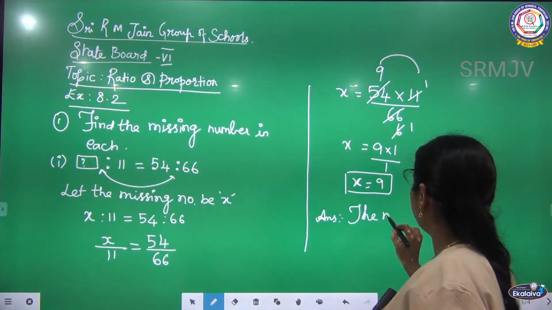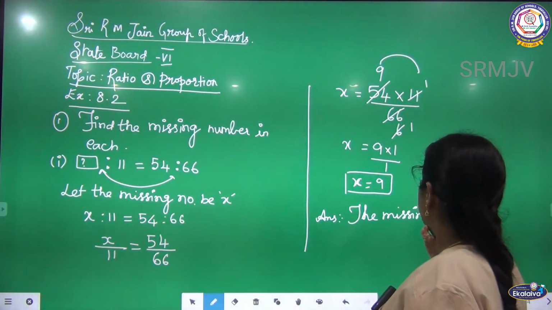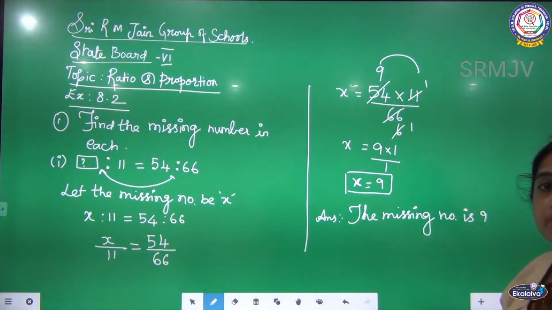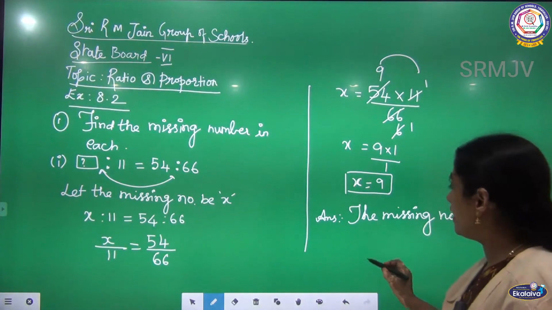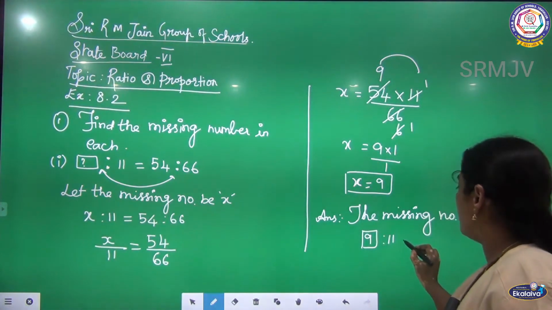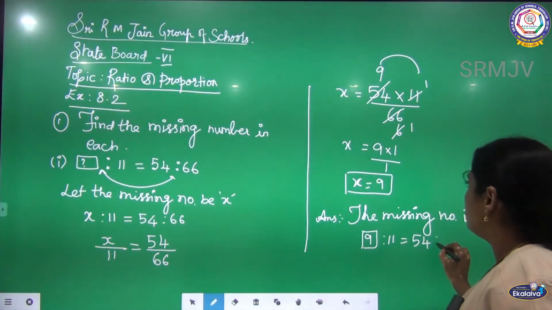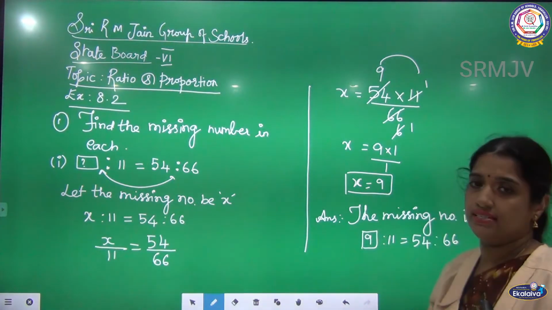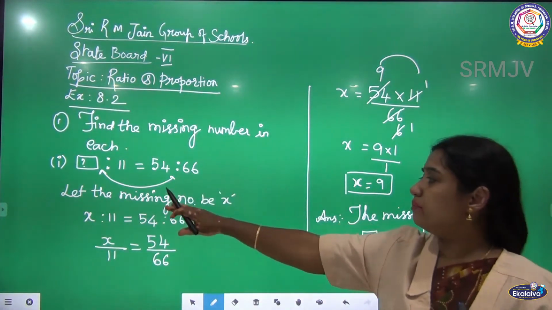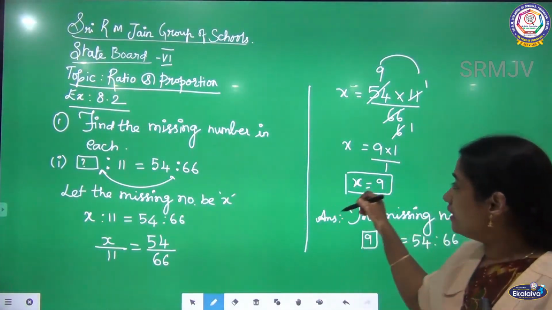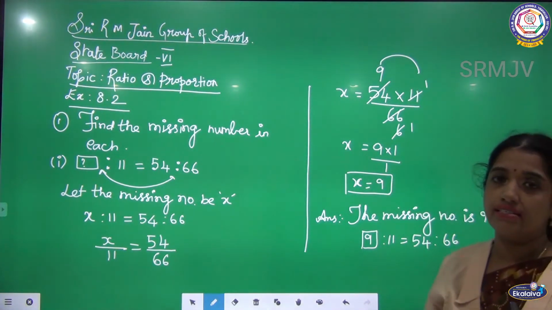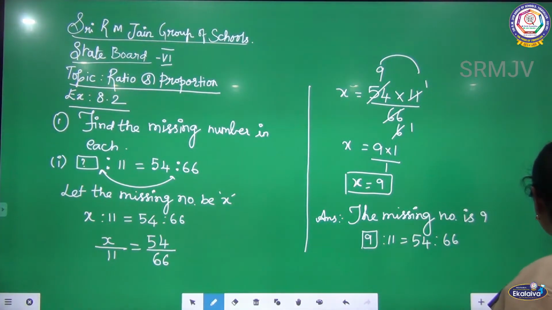So now I can write the answer. What is the missing number? The missing number is 9. Got it? So I can write 9 is to 11 is equal to 54 is to 66. Can you clear this children? I am assuming that the missing number is x and I am writing that into the equation and then simplifying that and I can find the answer. Got it? Shall I move on to the next sum children?